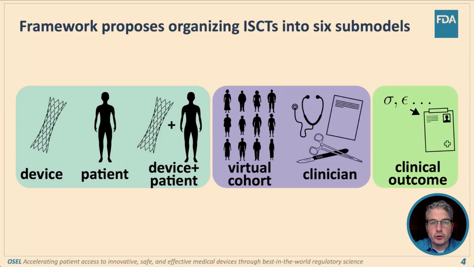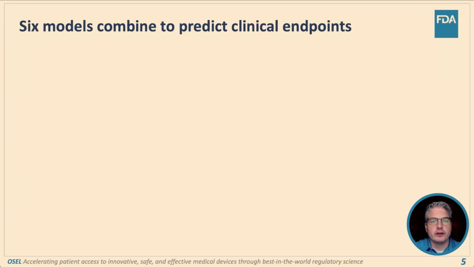We first propose organizing in silico clinical trials into 6 submodels: models for the device, for the patient, for the device and patient, and anticipated interactions between the two during an intervention, for a virtual cohort and anticipated patient-to-patient variability, for the clinician, and anticipated variability in clinical decision-making, and for clinical outcomes. These 6 submodels are then strategically combined to simulate a real human clinical trial with its associated variability.